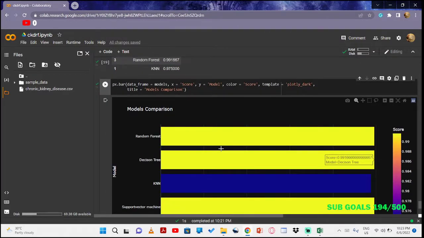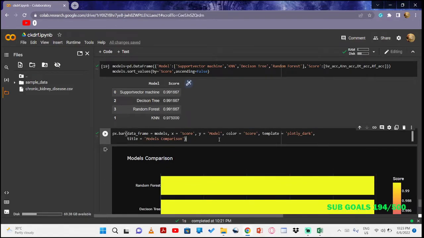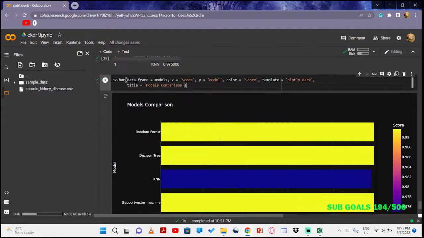This is our project of a prediction system. We almost got our objective here.